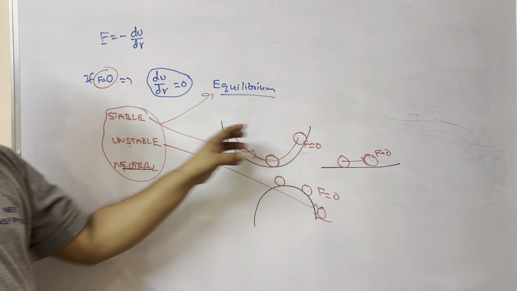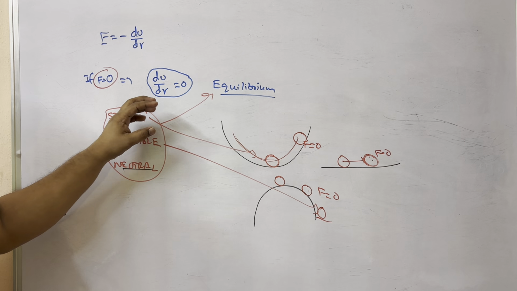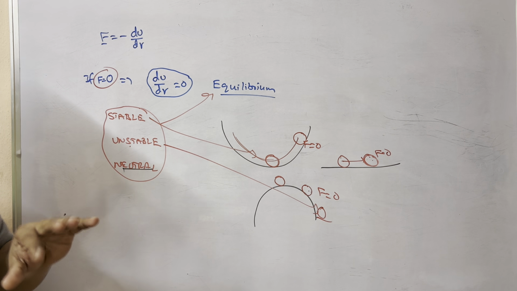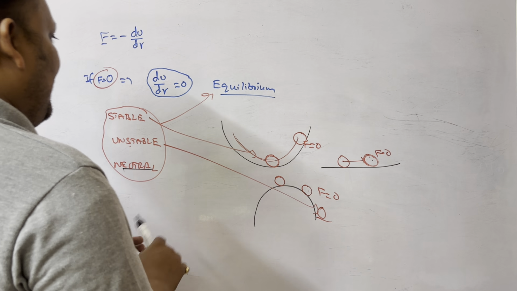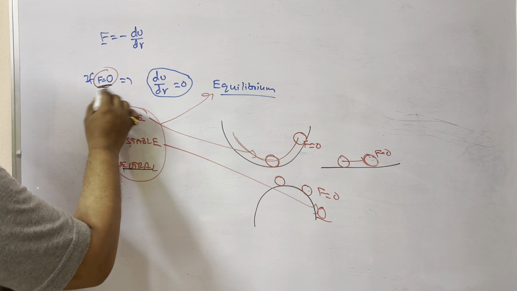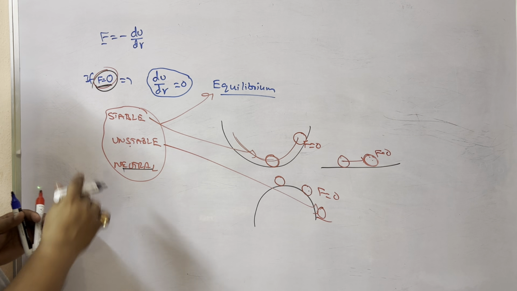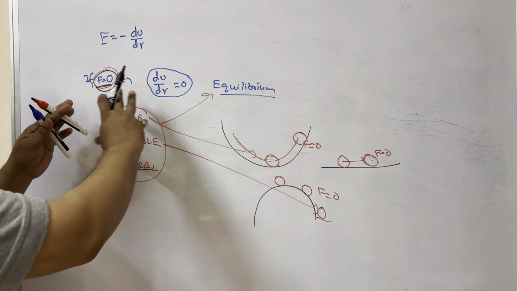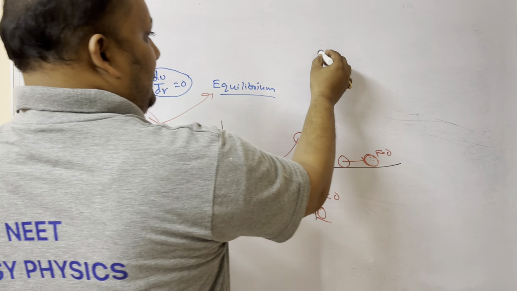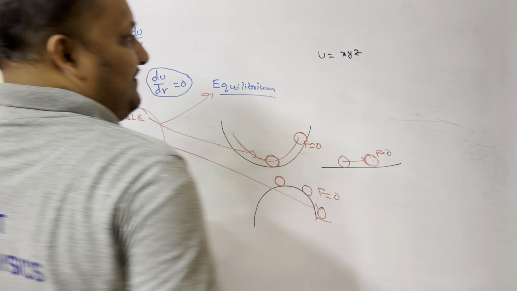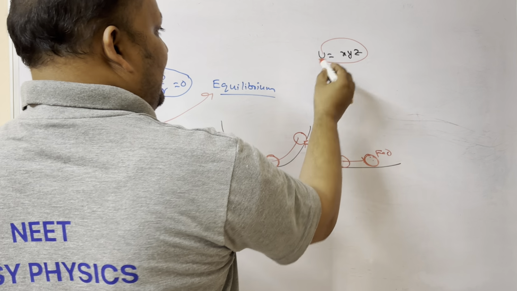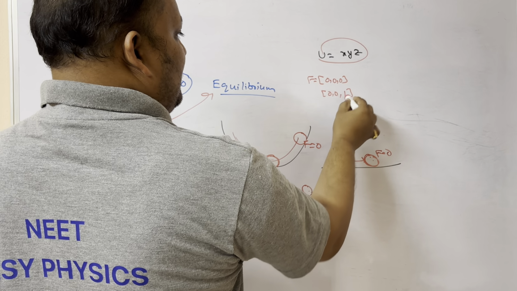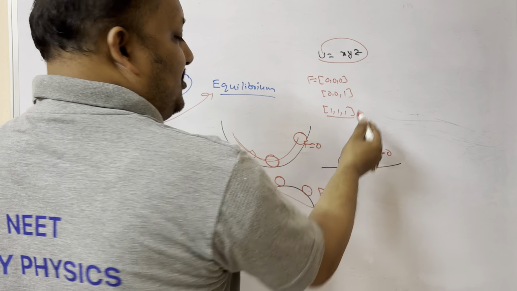So this is the concept. But whenever we are given a problem, to decide whether it is stable, unstable or neutral, first you should apply the condition: at which position we make the force 0. Problems we will discuss in our next video. This is the concept I am going to give. They will give U is equal to xyz, potential energy equal to xyz, and ask to find the force at positions 0, 0, 0 and 1, 1, 1.